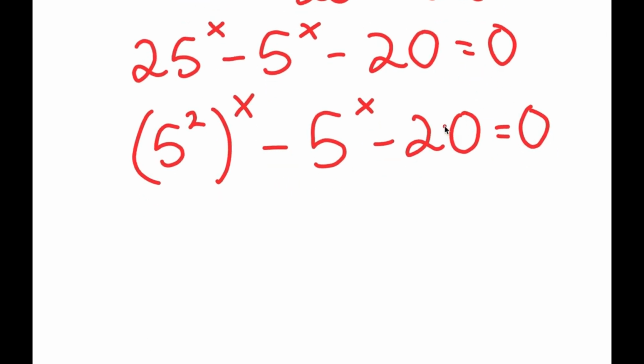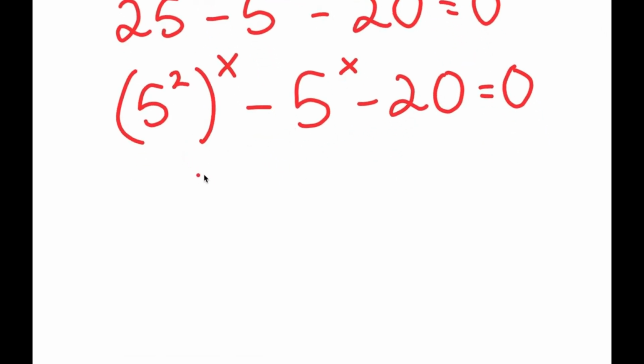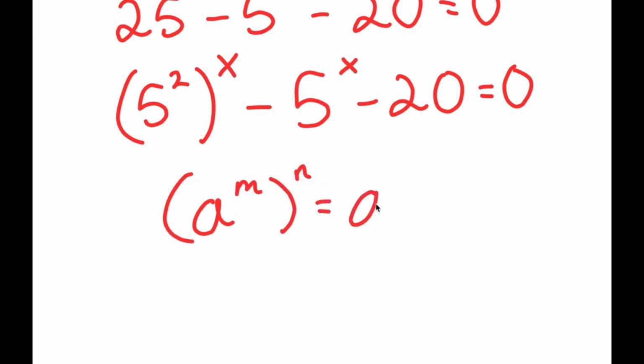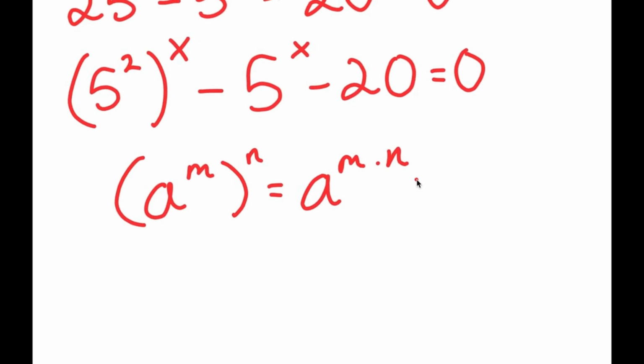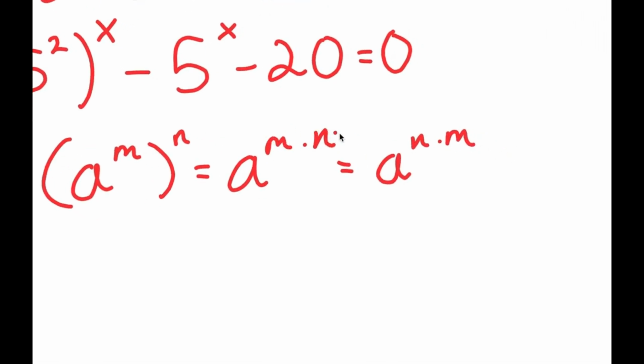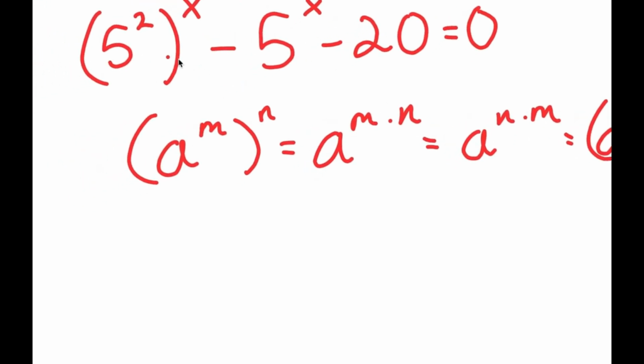And now from here, if I have something in the form a to the power of m to the power of n, this is the same thing as a to the power of m times n. And a to the power of m times n, I can rewrite as a to the power of n times m. So if a to the power of m times n is equal to a to the power of m to the power of n, then a to the power of n times m should equal a to the power of n to the power of m. So 5 to the power of 2 to the power of x is going to equal 5 to the power of x to the power of 2.